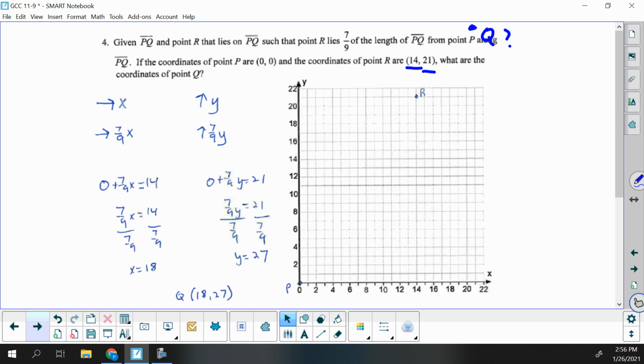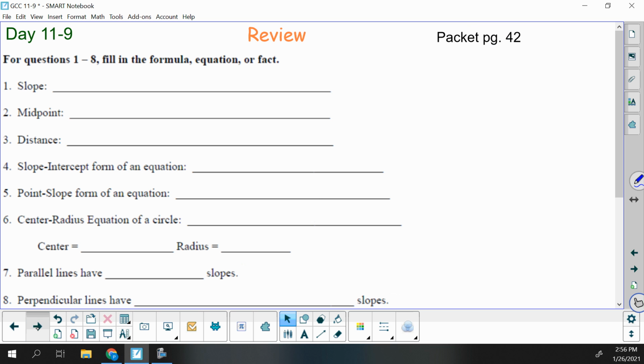So just set up 2 little equations. 7/9 X equals 14. Divide, and you get X is 18. 7/9 Y is equal to 21. Divide, and you get 27.